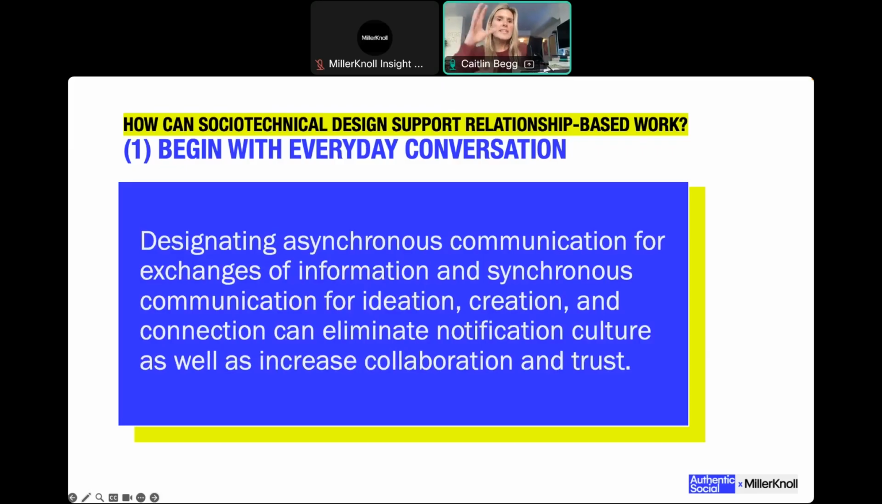So when we designate asynchronous communication for the exchange of information, so here is this file, let's have a meeting at this time, here are some materials I'd like you to review, and synchronous communication, so Zooms and in-person meetings, for ideation, creation, connection, this can help eliminate that notification culture or that feeling that you have to immediately respond to everything, and can also increase collaboration and trust.